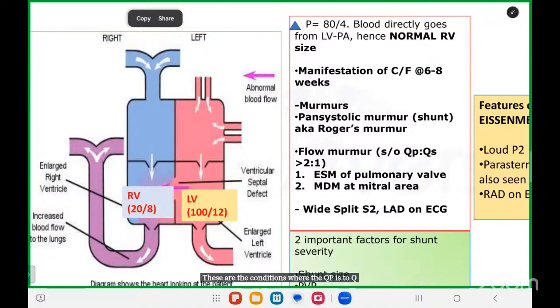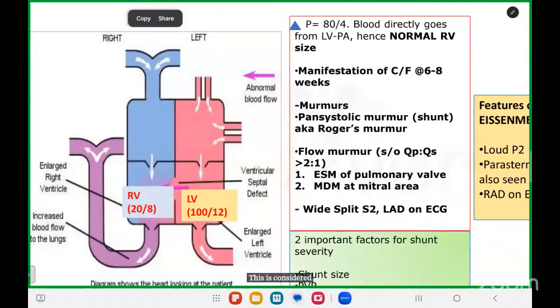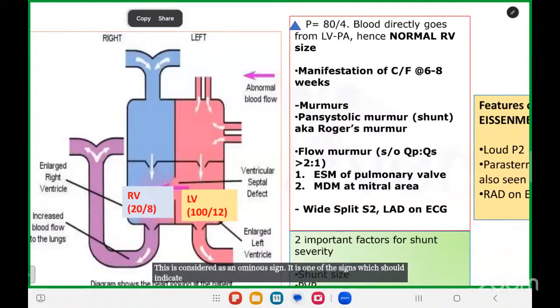What do I mean by QP? That's the perfusion of the pulmonary circulation relative to the perfusion of the systemic circulation. Anytime the pulmonary circulation is receiving double the amount of blood of the systemic, this is considered an ominous sign. It is one of the signs which should indicate a need for surgical closure of the shunt. Correct.